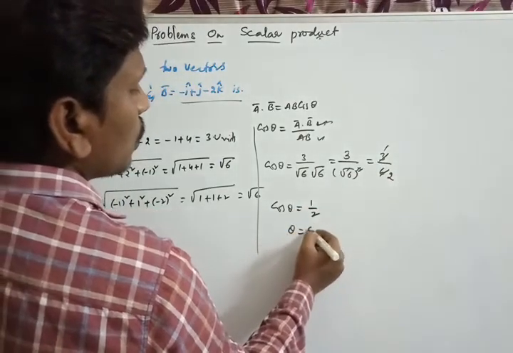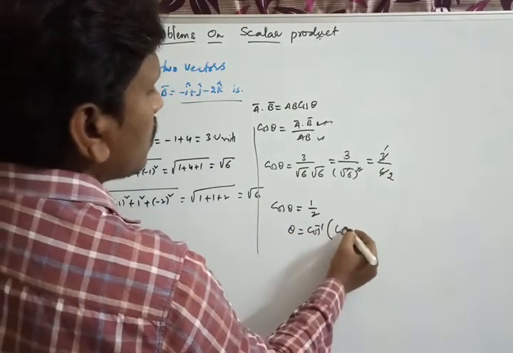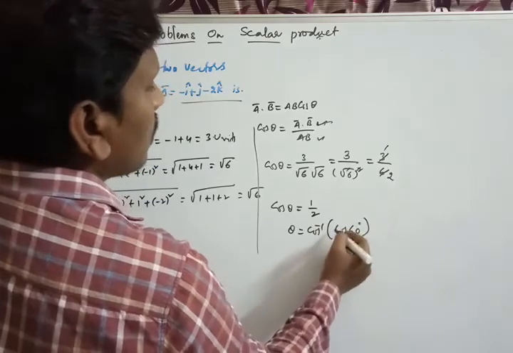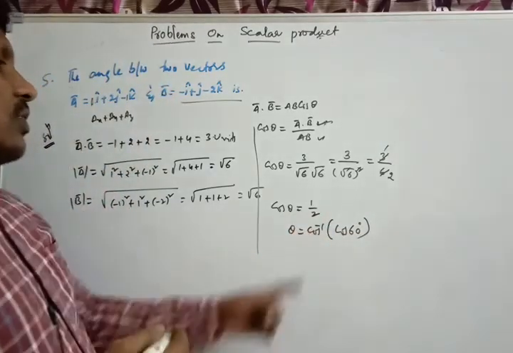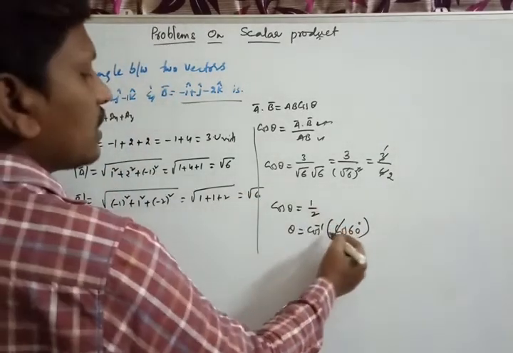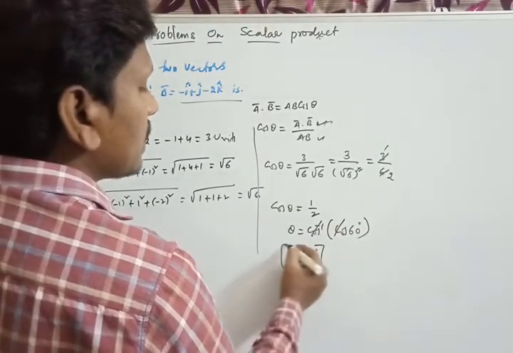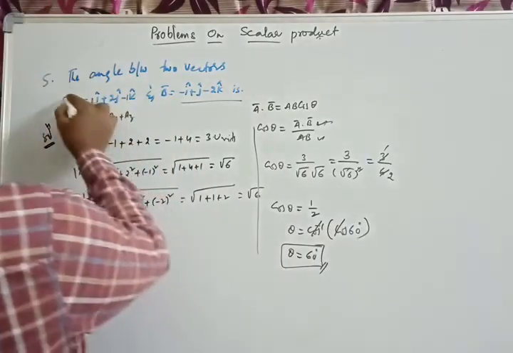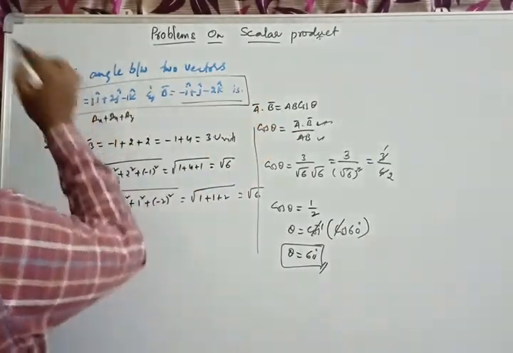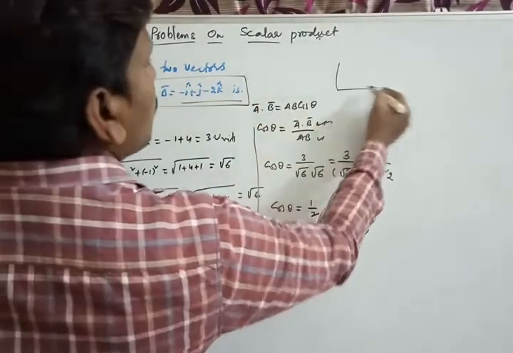Here theta is equal to cos inverse of cos 60 degrees, because the cos 60 value is 1 by 2. Cos and cos inverse cancel, so theta is equal to 60 degrees. This is the angle between these two vectors. We can represent that like this.